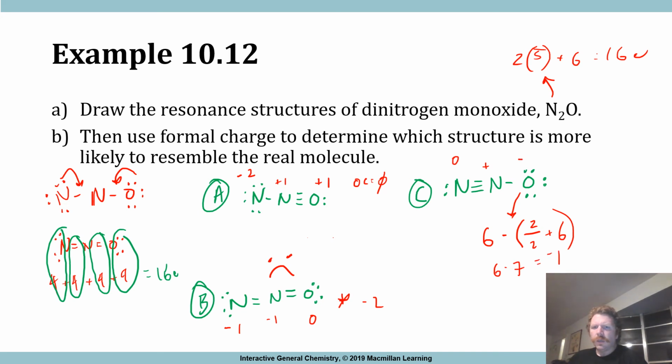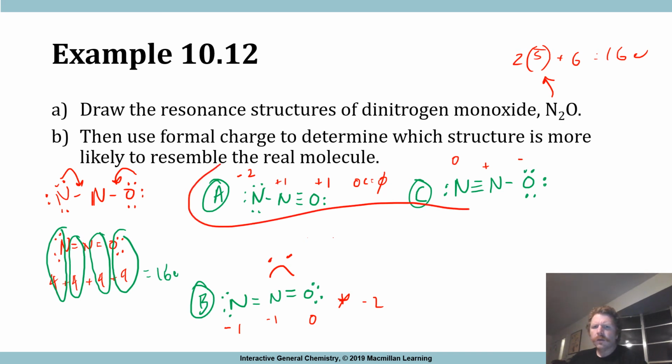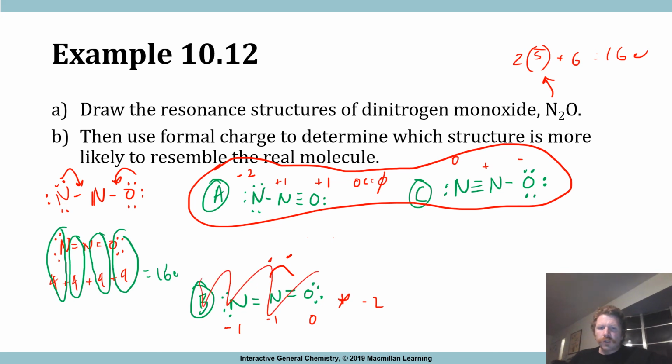So now what we're looking at is we've got models A and model C as the reasonable and appropriate possible answers. B is out of the question. A and C are possible because they both give you an overall charge of 0. This positive charge on our nitrogen is offset by the negative charge on our single bonded oxygen.